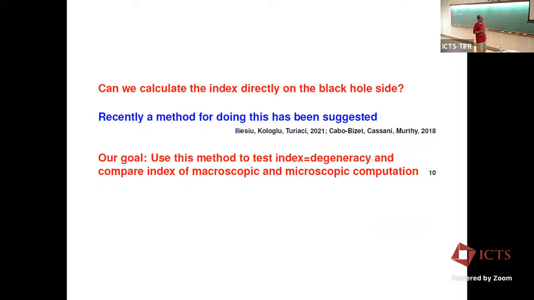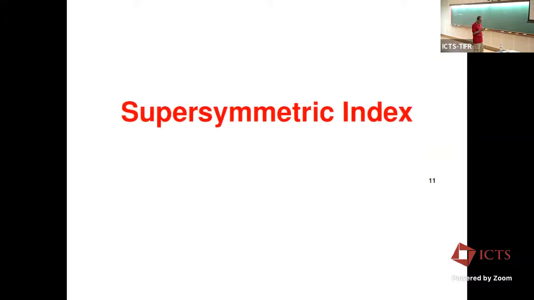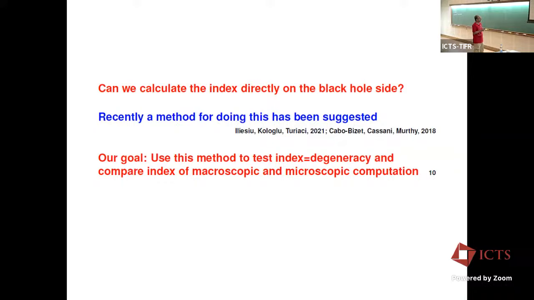But then one can be more ambitious and ask, is it possible to calculate the index directly on the black hole side? Because this at least will remove the doubt about whether you are comparing apples and oranges, right? We will be computing the index on both sides. And recently, a method for doing this has been suggested in this paper. They formulated it in flat spacetime, and that's why we are going to use this. And earlier there is a paper that formulated it in the context of AdS black holes, but we will be using mostly the formalism developed here.